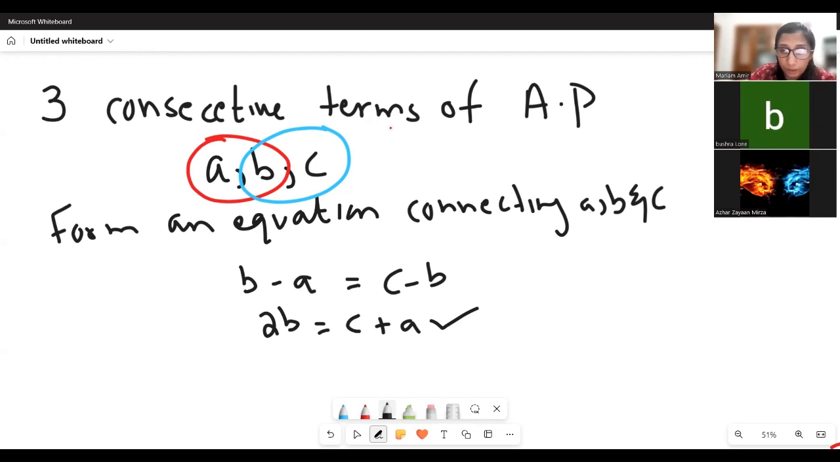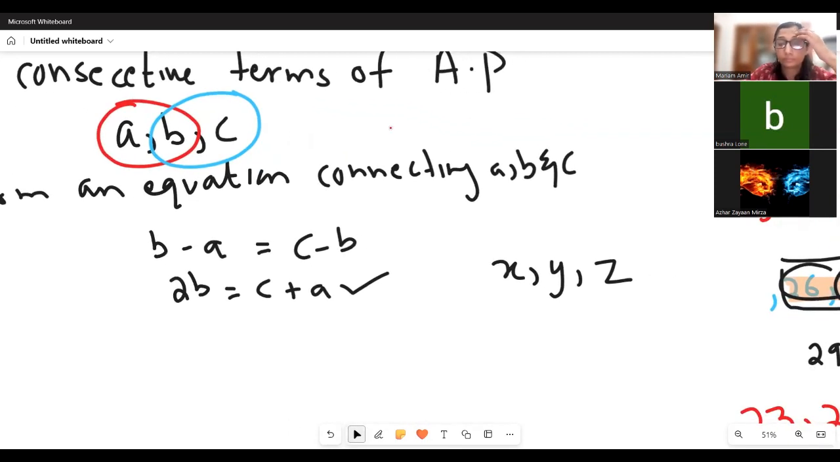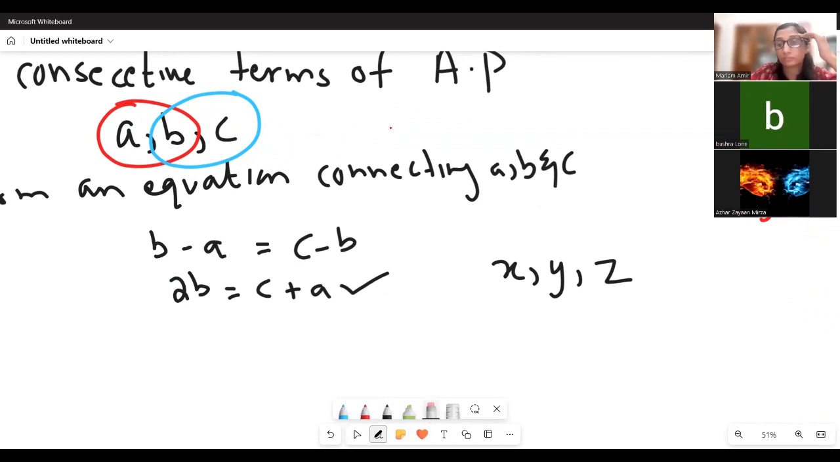ठीक है, अब आप मुझे बताओ, if the three consecutive terms of an arithmetic progression are x, y, and z instead, form an equation that has x, y, and z in it. Y minus x is equal to z minus y. That's correct. Bring like terms together, so we get 2y equals z plus x. All right, let's move on.